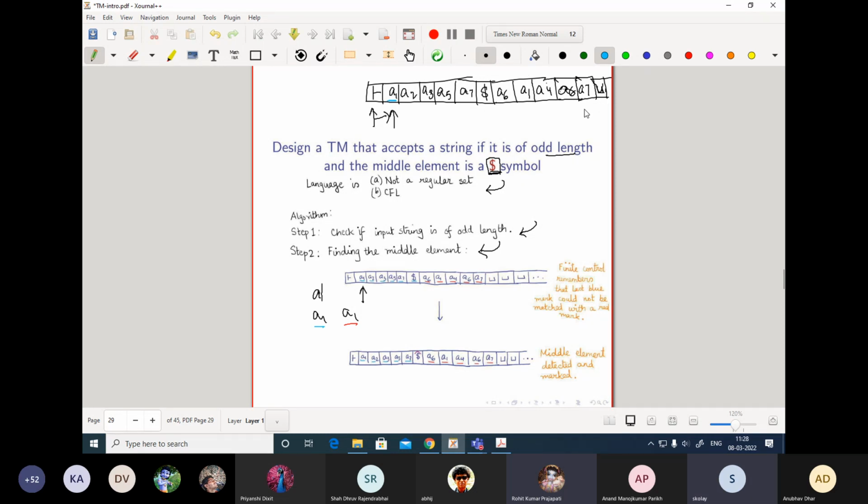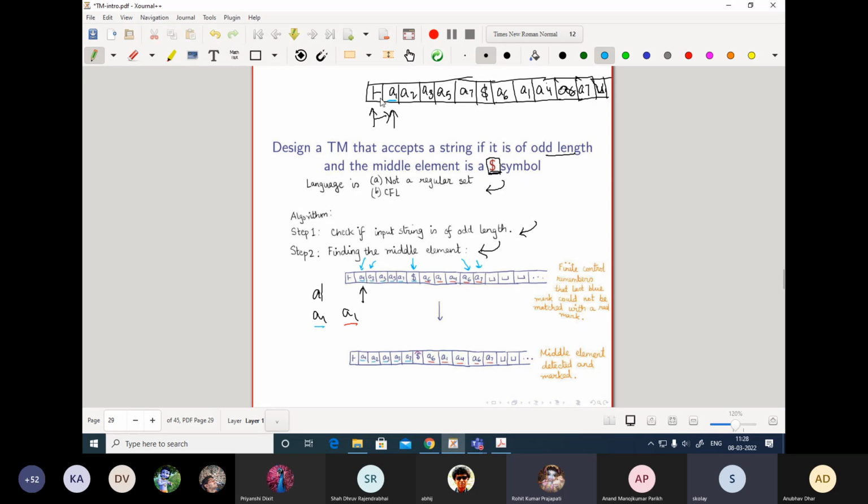this blue by something on the other side of the dollar by marking it red. So basically I'm going to be matching the first element with the last element, and then the second element with the second last element, and so on. At some point I should be hitting a middle element. This is the idea of finding the middle element. How do I match the first element with the last element?